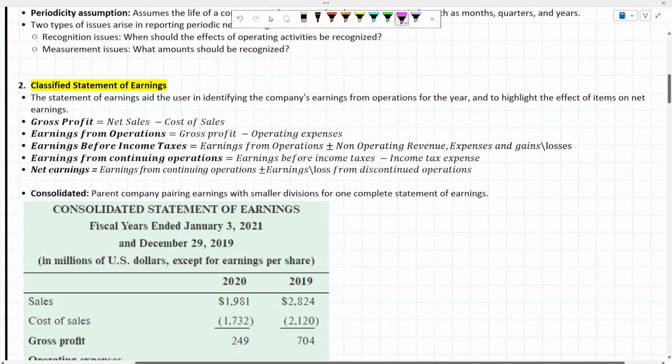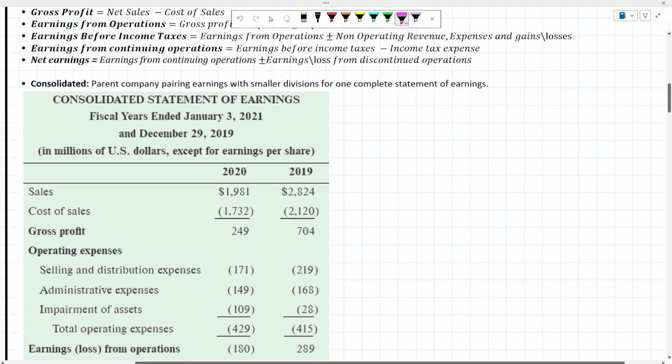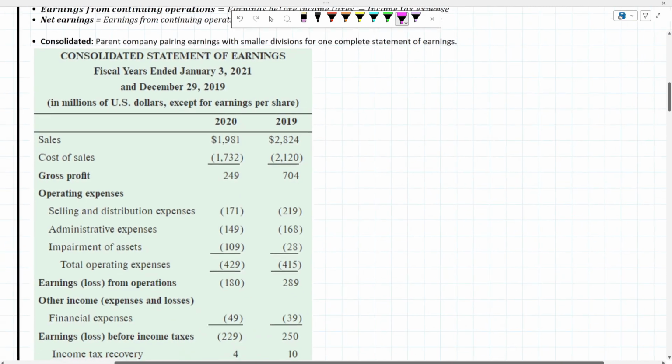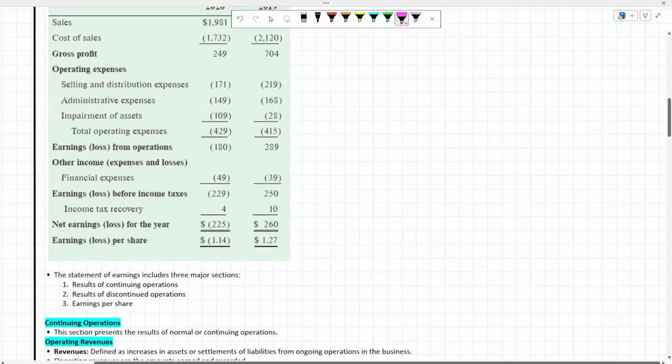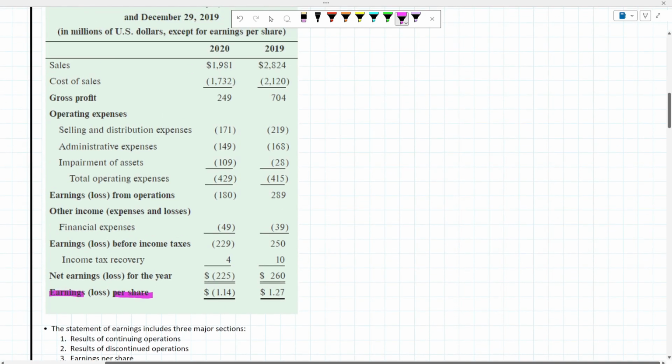Consolidated means a parent company pairing earnings with its smaller divisions for one complete statement of earnings. So a consolidated statement of earnings for this example just means a parent company combined with its smaller divisions. You can look at that. This statement of earnings includes three major sections: one, the results of continuing operations; two, the results of discontinued operations; and three, earnings per share. You can see that here. Discontinued, where's discontinued?